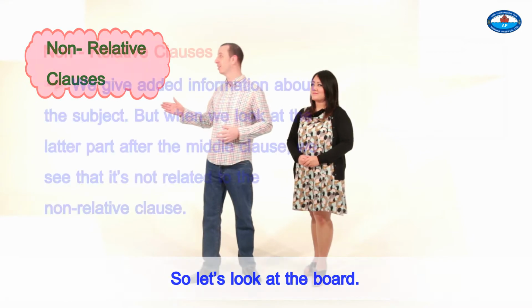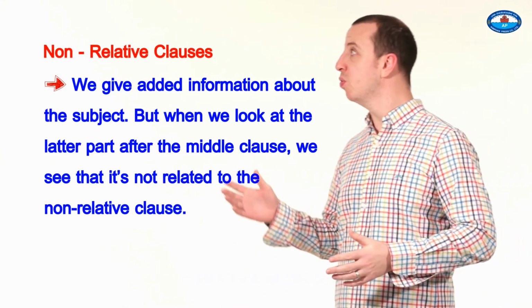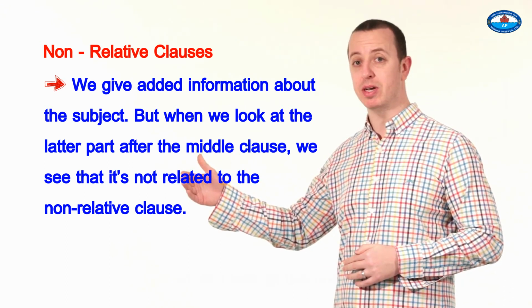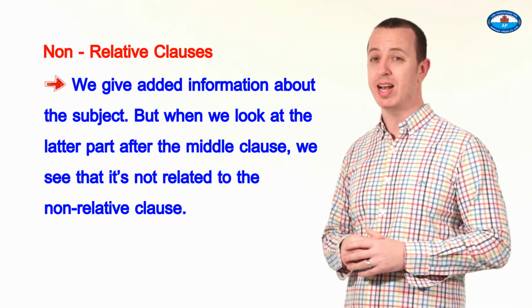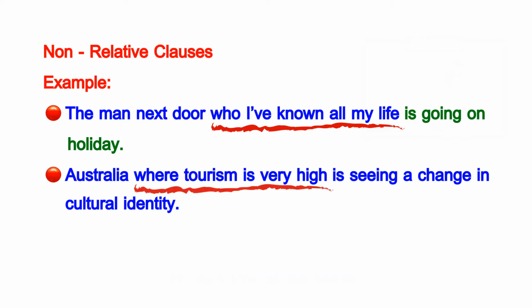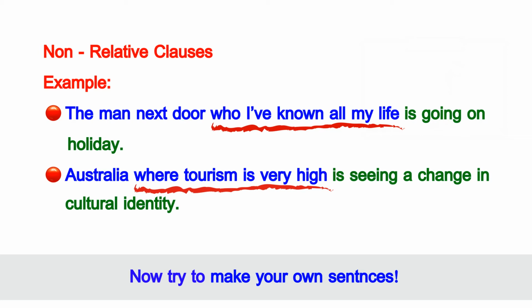So let's look at the board. So when we use non-relative clauses, we give added information about the subject. But when we look at the latter part after the middle clause, we see that it's not related to the non-relative clause. For example, the man next door, who I've known all my life, is going on holiday. Notice the second part of the clause, is going on holiday, is not related to who I have known all my life. Another example we can use is Australia, where tourism is very high, is seeing a change in cultural identity. Now, try to make your own sentences.